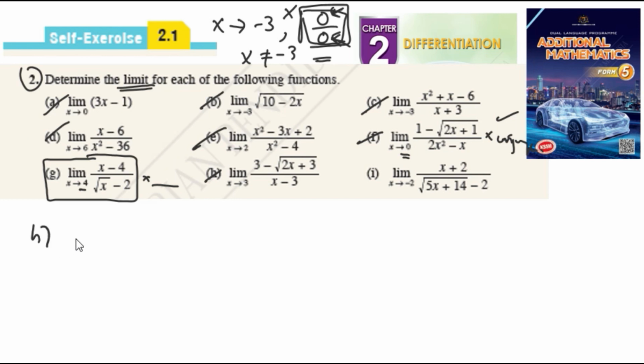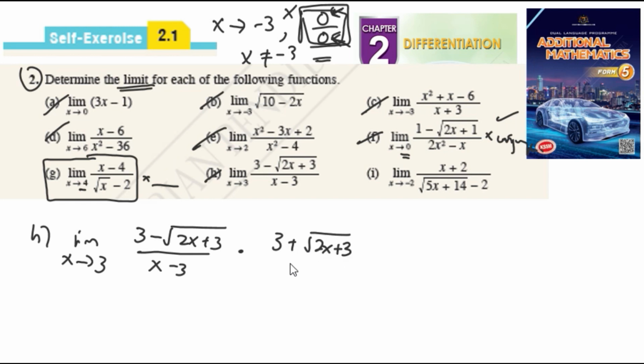So H, limit x approaching 3, 3 minus square root of 2x plus 3 divided by x minus 3. So you see here, when you substitute 3 here, 3 minus 3 will become 0, so you cannot do that. You have a square root here, so you have to find the conjugate and multiply with the conjugate. The key to this question is you have to check if you substitute above or below, if you get 0. If you get 0, then it cannot be done, you have to do something about it. So it's either you factorize, or when you have a square root, you can use the conjugate. In this case, this one is minus, so this one would be plus the square root of 2x plus 3. So this one would be the same, 3 plus the square root of 2x plus 3.